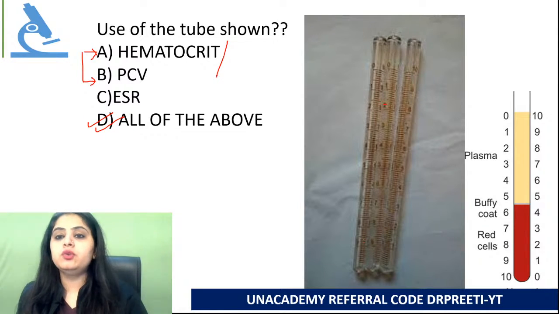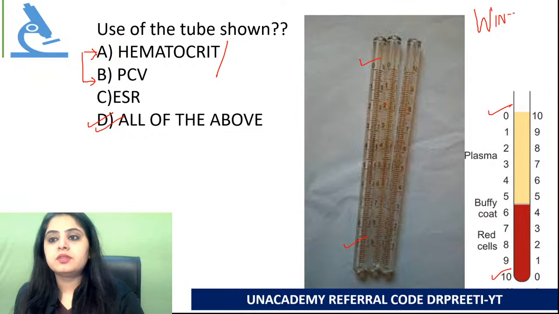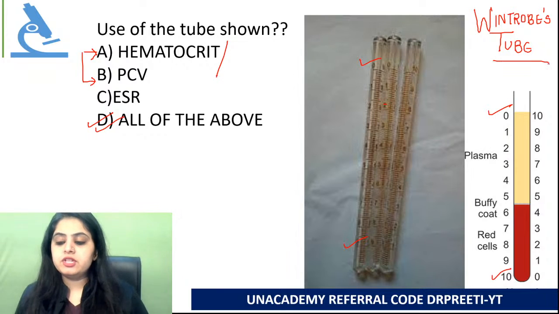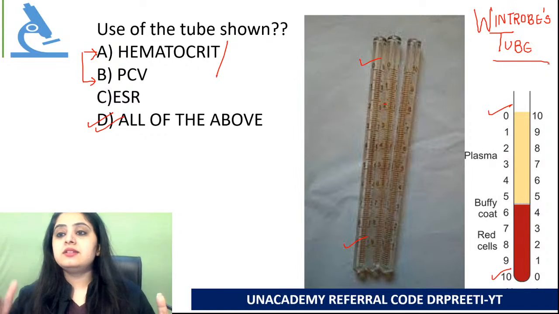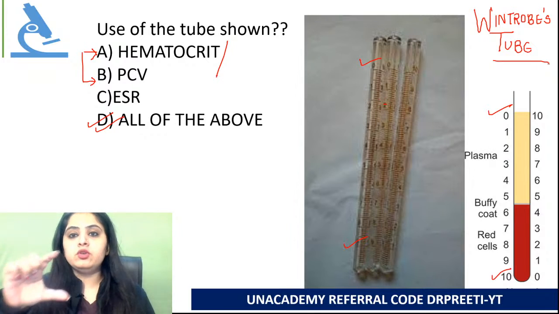What is this small tube? This small tube which has a labeling from 0 to 10. This is the Wintrobe's tube. Okay, so do you know at the first go, how do you differentiate between Wintrobe's and Westergren? Wintrobe is the small name, so Wintrobe tube is small.